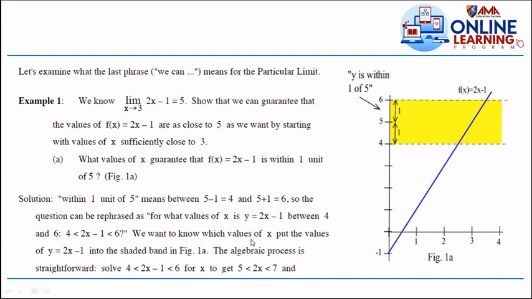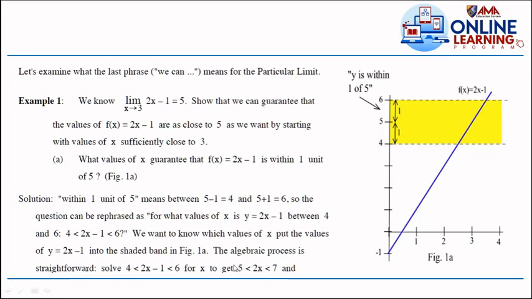We want to know which values of x put the values of y equal to 2x minus 1 in the shaded band in figure 1a. So, ito na siya, hanapin natin siya. Paano siya mahanap? Sabi dito, the algebraic process is straightforward. Solve 2x minus 1 which is greater than 4 but less than 6. For x, we have 2x should be greater than 5 but less than 7.